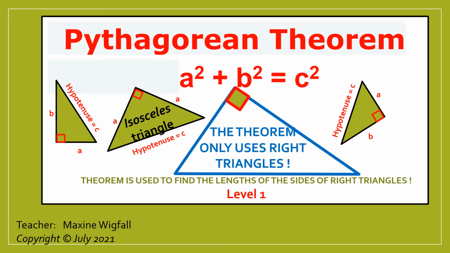Before we do it, I need you to know that the theorem only uses right triangles. So if the triangle is not a right triangle, the theorem cannot solve it. You will know that a triangle is a right triangle because you will see a square box in the corner of the triangle, as in all of these triangles. The square box indicates that the two sides that are joined around the box form a 90-degree angle.